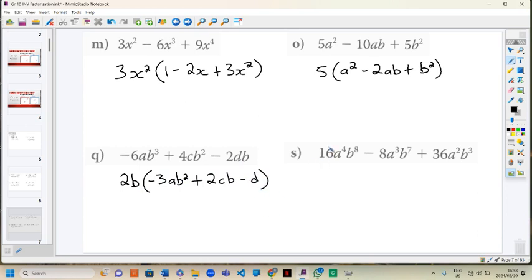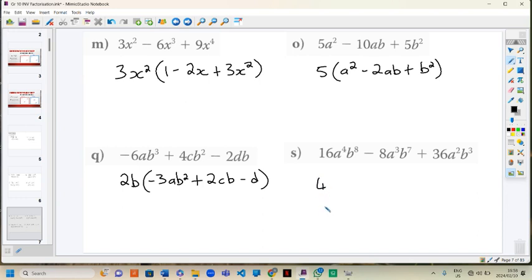Alright, let's look at this one. We've got 16, 8, and 36. What's common in all of those? Some of you might say 8. 8 can go into 8, 8 can go into 16, but 8 can't go into 36, so I need to go a little bit smaller. So the next smallest number is going to be 4.